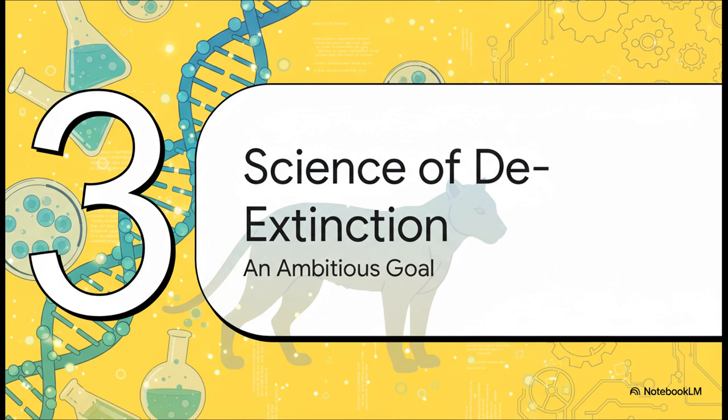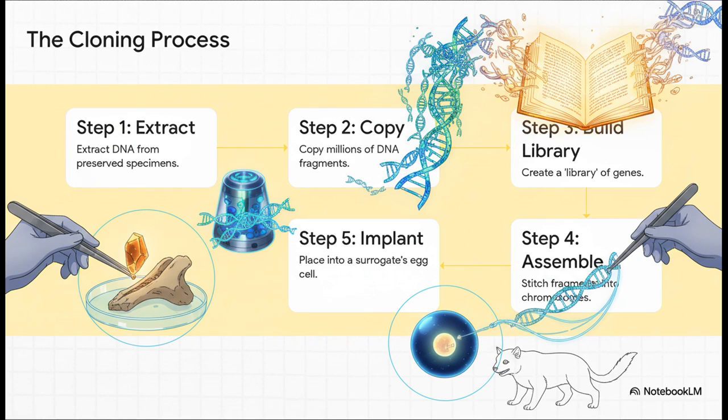All right, let's get into the nitty-gritty of the science. This section is all about the language used to talk about this super ambitious process of de-extinction. So the passage lays out this incredibly complex, multi-step plan. First, they have to get tiny bits of DNA from old museum samples. Then they have to copy those millions of times to build a whole genetic library. After that, they have to piece it all together into chromosomes and finally put it into an egg from a close living relative like a Tasmanian devil. As you can see, this is not simple stuff.